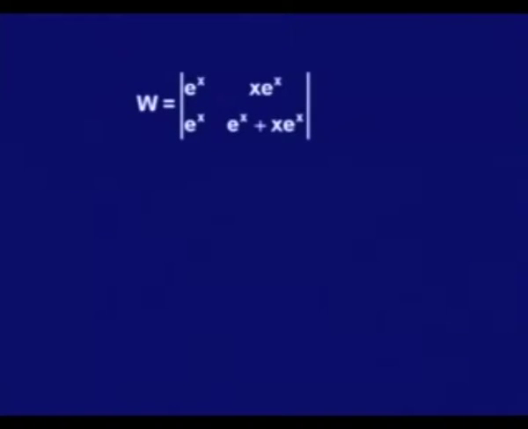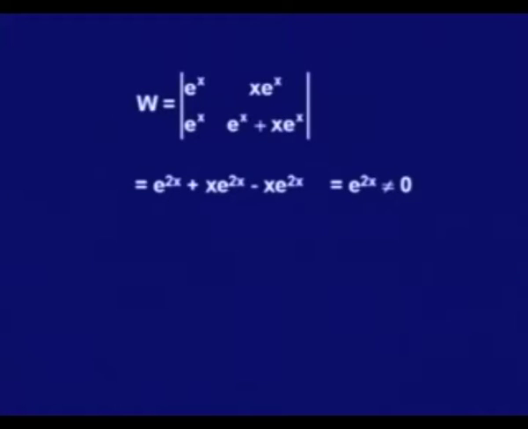The first row is e to the power x, the first solution, and x times e to the power x, the second solution. In the second row, we have the derivative of e to the power x, that is e to the power x, and the derivative of x times e to the power x, that is e to the power x plus x times e to the power x. If I calculate the value of this determinant, that would be e to the power 2x plus x times e to the power 2x minus x times e to the power 2x, that is equal to e to the power 2x, which is not 0 for any value of x.